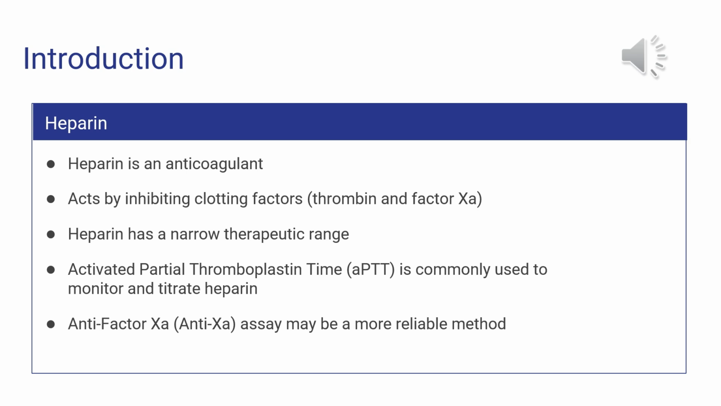Historically, activated partial thromboplastin time, or aPTT, has been used to monitor heparin therapy. However, recent evidence suggests that the anti-factor Xa or anti-Xa assay could be a more reliable method for ensuring optimal heparin levels. The purpose of this research project is to explore the efficacy of these two monitoring methods and their implications for hospital practices, focusing on research findings and their potential impact on patient care.